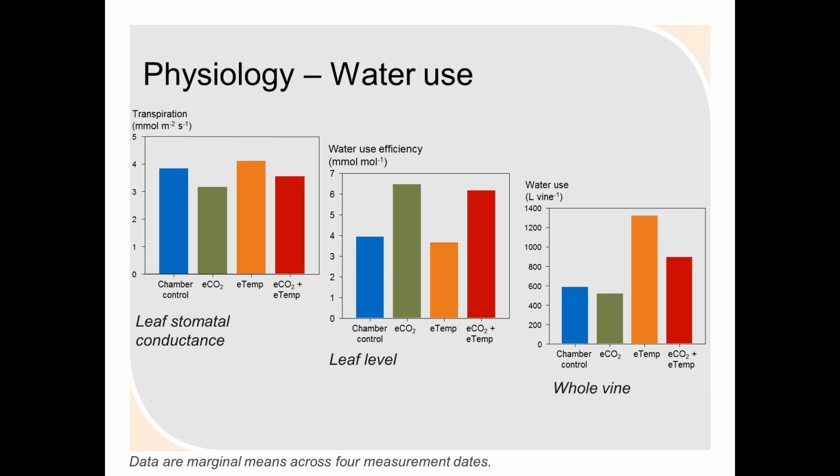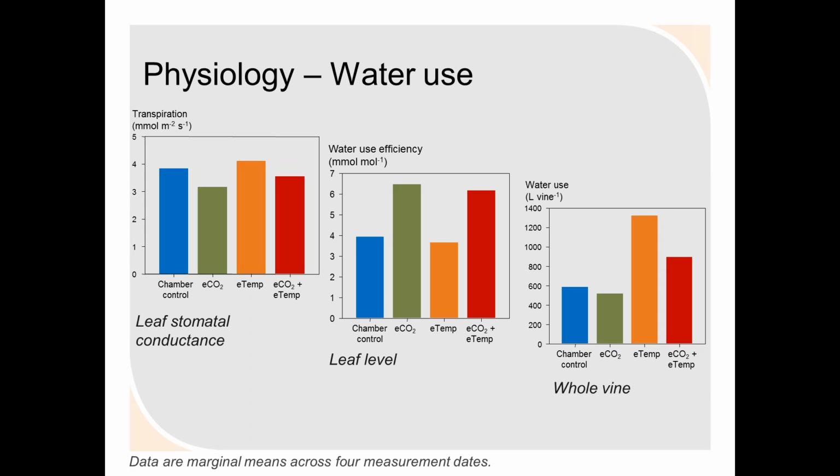So another aspect of the physiology is the water use efficiency of the vine. We've been looking at the leaf stomatal conductance at the leaf level, and what we're finding is that the leaf stomatal conductance is lower, transpiration is lower under our elevated carbon dioxide treatments, and this makes sense when there's higher concentrations of carbon dioxide. The stomata are closing, and so there's a lower rate of transpiration. But what this means is that there's less water loss, so this translates into better water use efficiency at the leaf level. So under our elevated carbon dioxide treatments, we're seeing better water use efficiency of the vine at the leaf level.